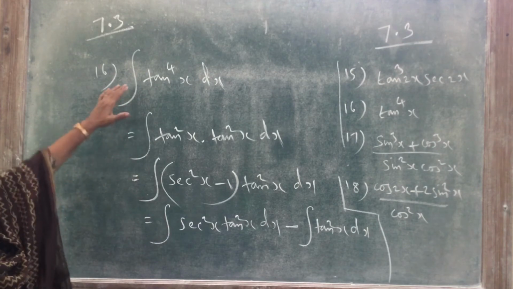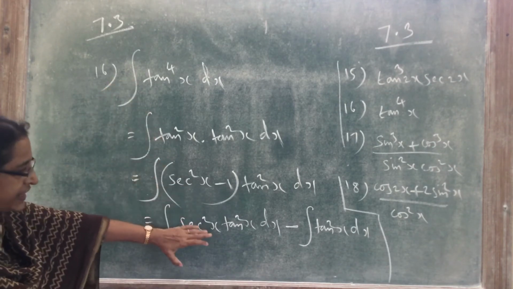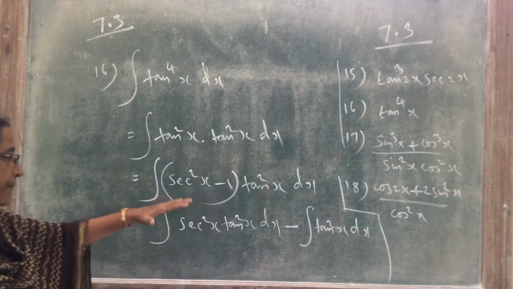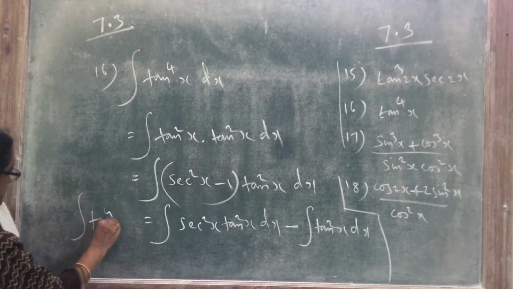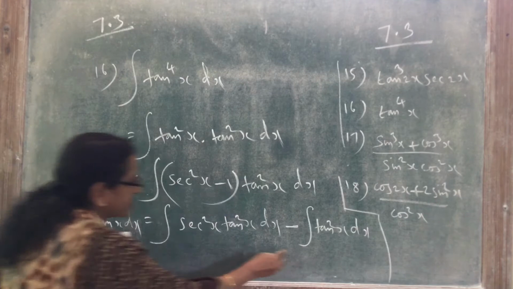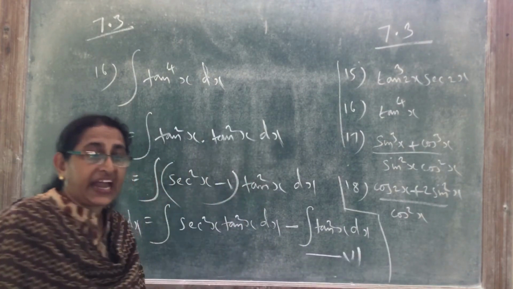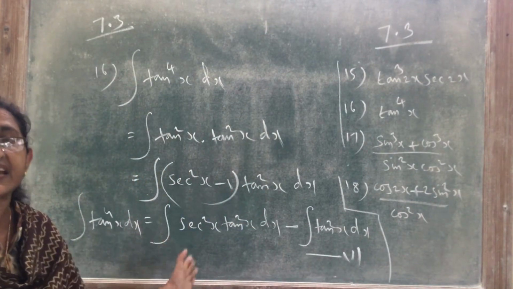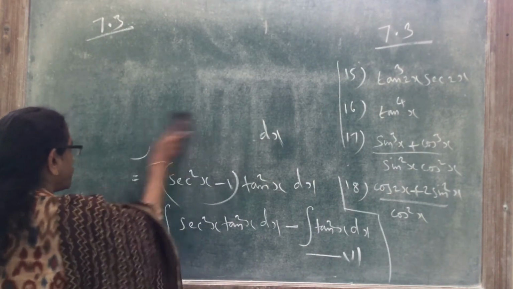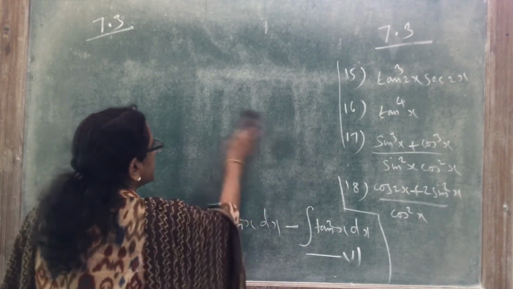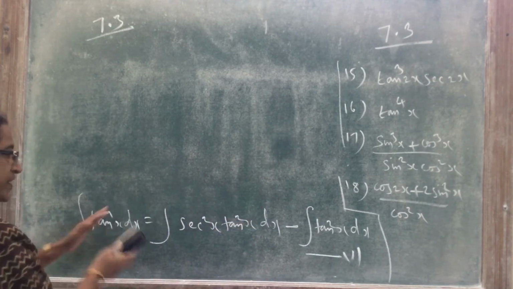So now this is the question, integral tan raised to 4 x dx, and we name that equation 1. We will find the integrals separately and substitute here, so we get the answer. So we will find the integrals of both the terms and substitute in this equation.